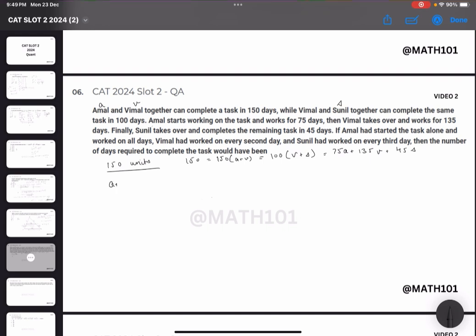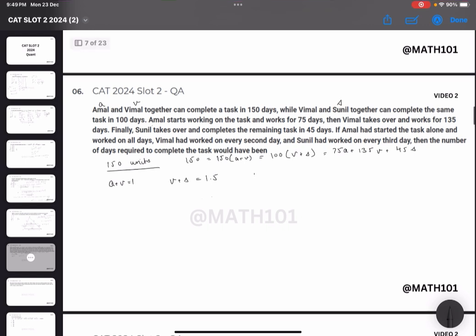So we get A plus V equals to 1, V plus S equals to 1.5, and 15A plus 27V plus 9S equals to 30. Using this equation and this equation and dividing by 5 on both the sides.